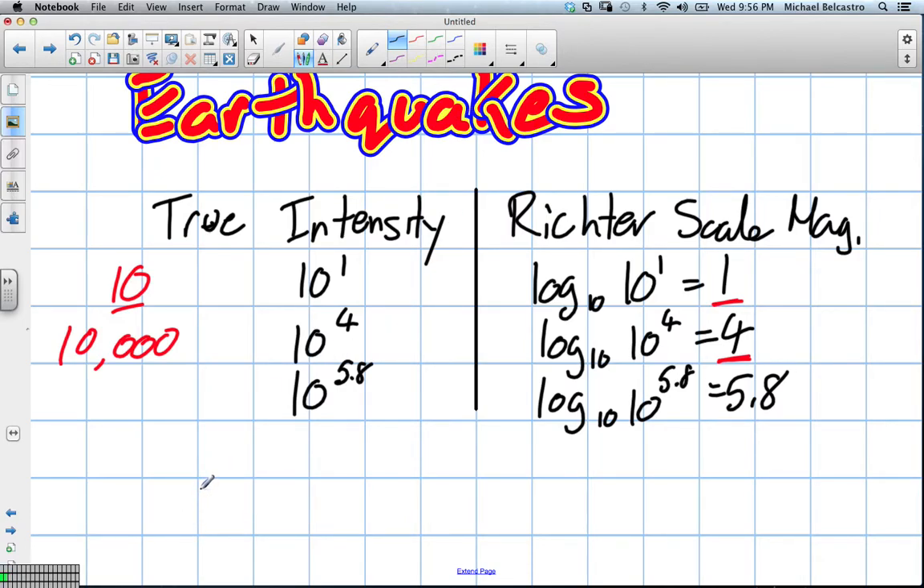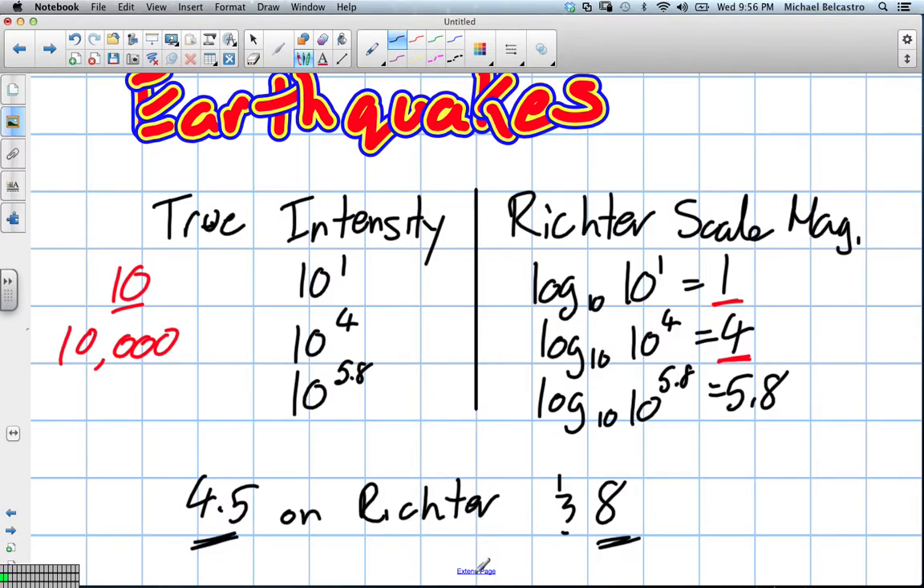So we're going to actually calculate the true difference between two values on the Richter scale. For instance, let's say we had a 4.5 on the Richter and an 8, okay? An 8 on the Richter. So how much more intense is the 8 than the 4.5?